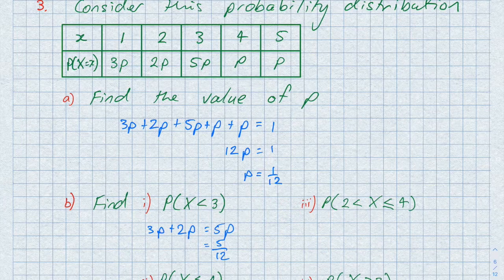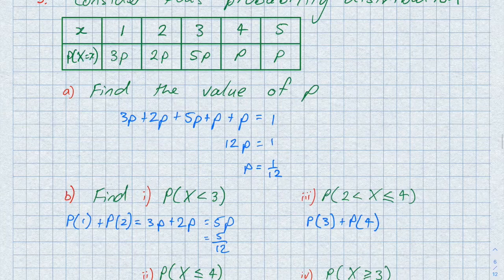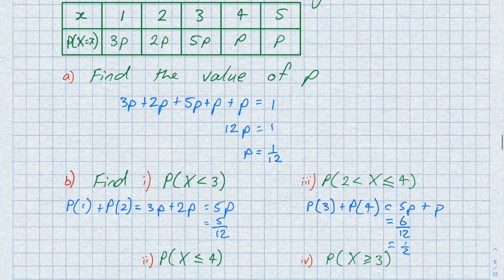So what we're looking at there, I'll just write some more working out here, is the probability that it equals 3 plus the probability that it equals 4. Whereas this first one was the probability that it equals 1 plus the probability that it equals 2. Okay, so in this one, the probability of 3 is 5p, the probability of 4 is just p, so that's 6p, or 6 on 12, which equals half. Next, the probability is less than or equal to 4.